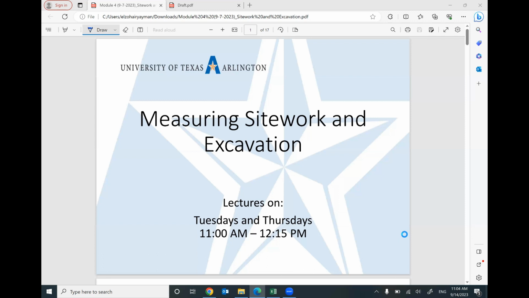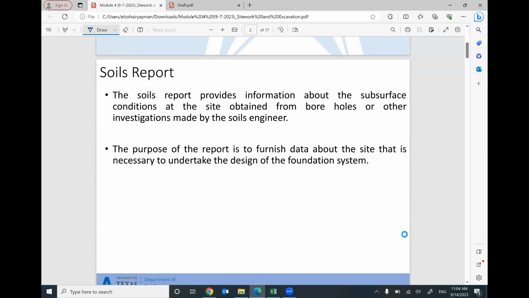I would like to go briefly over what we covered this week. We started talking about measuring site work and excavation. So far, we learned that most of the required information regarding your excavation, regarding the soil, earthwork, all of this stuff will be found in the soil report. So in the bid document, you have to look for the soil report that will tell you everything you need about the soil.